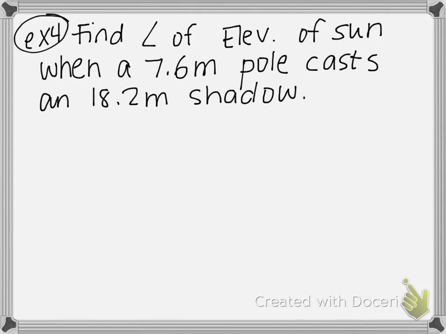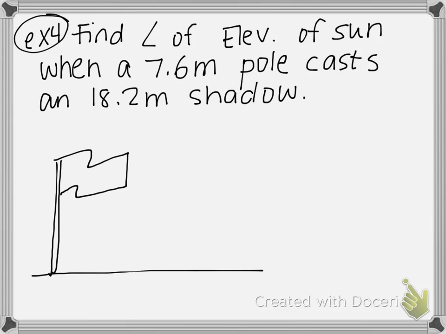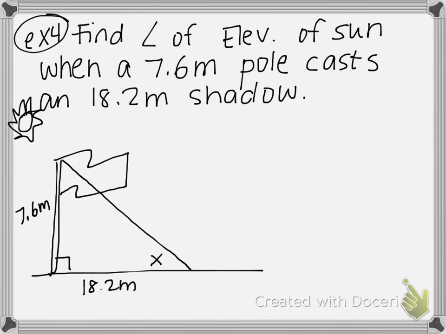Alright, so we have a flagpole. Okay, so we have our little flag there, and it's blowing in the wind. So what we need to know is from this angle here, we need to find this angle. So the angle of elevation from the ground to the sun, because the sun is over here somewhere. So it's a 7.6 meter pole, and it casts a shadow that's 18.2 meters.